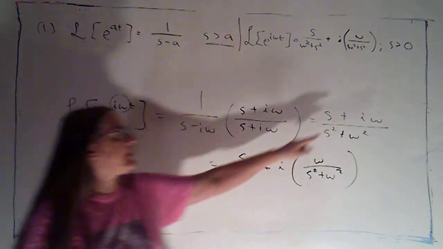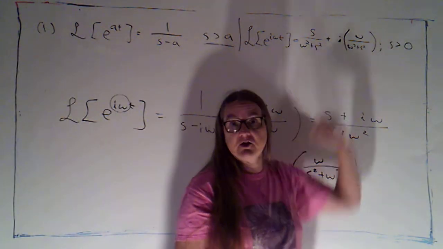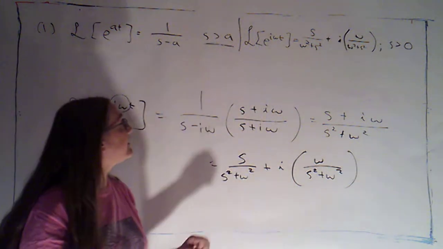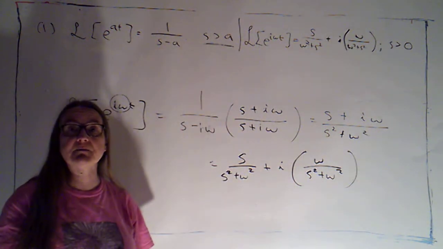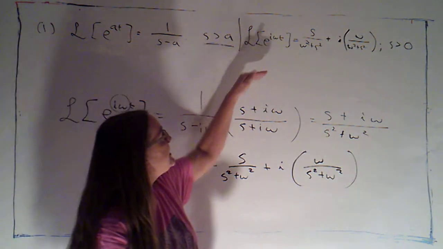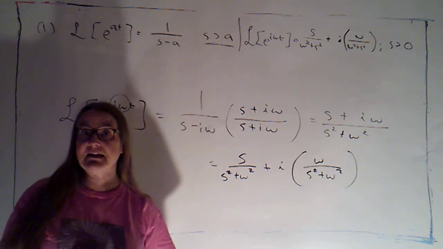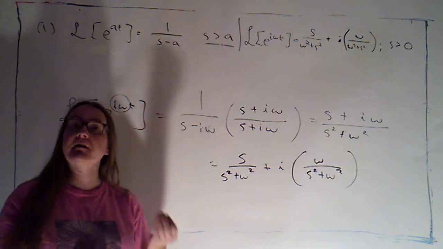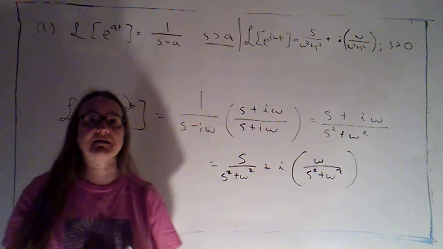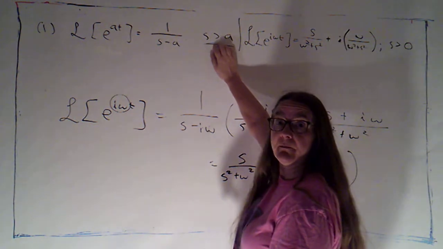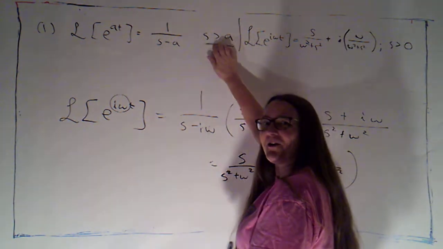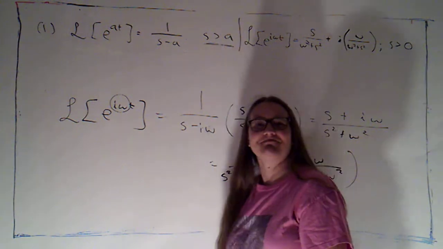Important to understand, though, how we have to check for what is the restriction on s. And it turns out if you've got e to a purely imaginary power, it will always be that s is bigger than 0. If you've got e to a complex multiple of t, s just has to be bigger than whatever the real part of that complex number is. That's consistent with this. If a was a real number, a is the real part of itself. Okay, kind of neat to see.